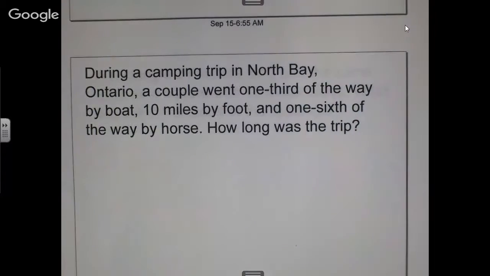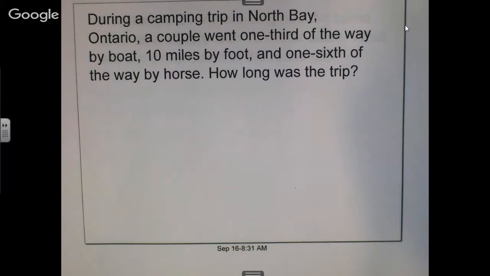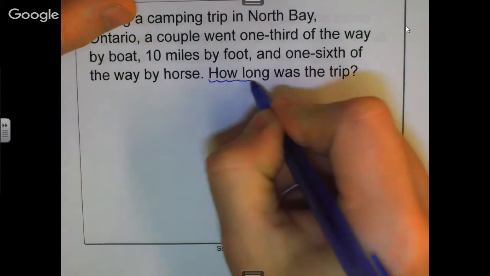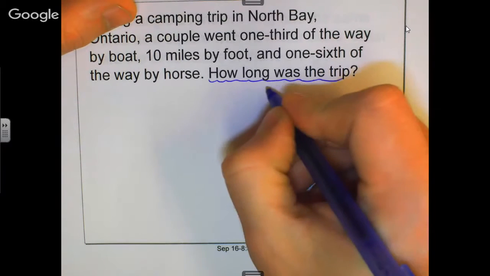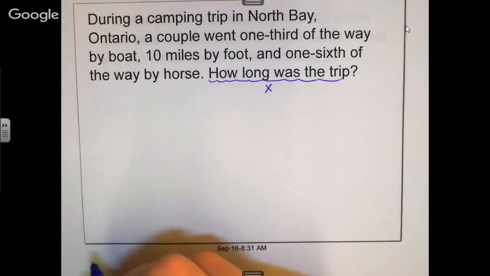During a camping trip in North Bay, Ontario, a couple went 1/3 of the way by boat, 10 miles by foot, and 1/6 of the way by horse. How long was the trip? So here's the question: how long was the trip? We're going to say x will be the length of the trip.